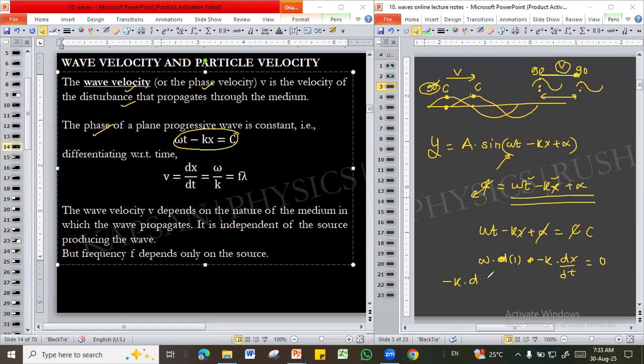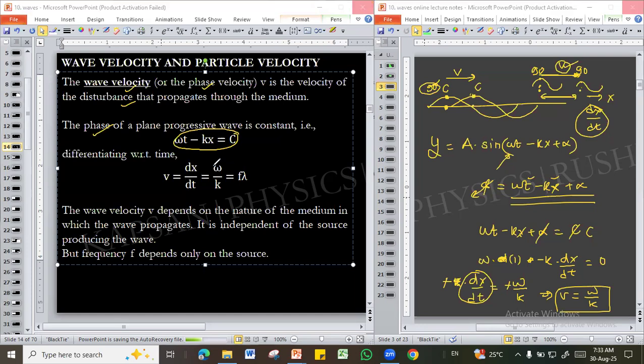Now take this omega on the right hand side. So minus k into dx by dt is equal to minus omega. Cancel the minus signs and take this k on the right hand side. What do you get? dx by dt is the distance traveled. This is the distance x, so dx upon dt will be the speed of the wave. So what is the speed of the wave? The speed of the simple harmonic wave is omega upon k.